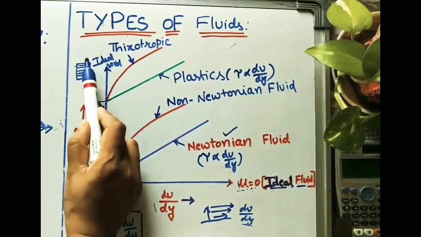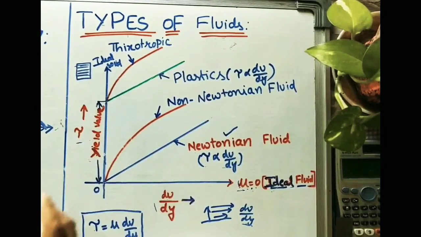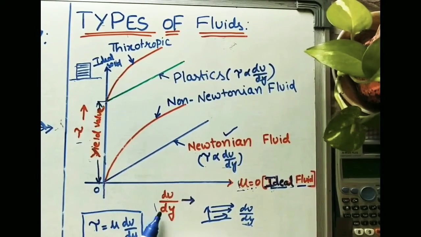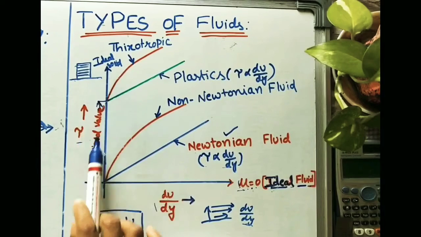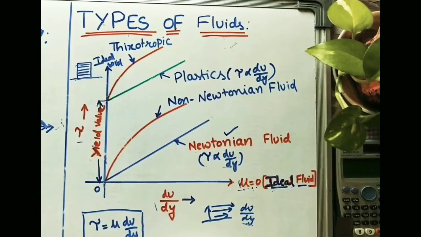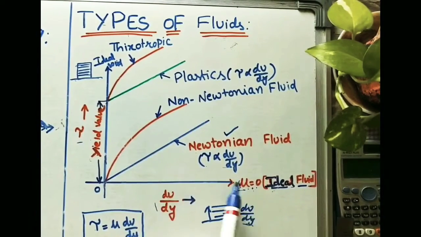If you take any solid object, no layers are moving in it. It is in a constant state. Wherever we keep it, that solid stays there only. So du by dy is 0 on this line. So tau is maximum, which means we can call it an ideal solid. Okay, here ideal fluid or ideal liquid, here ideal solid on the y-axis.